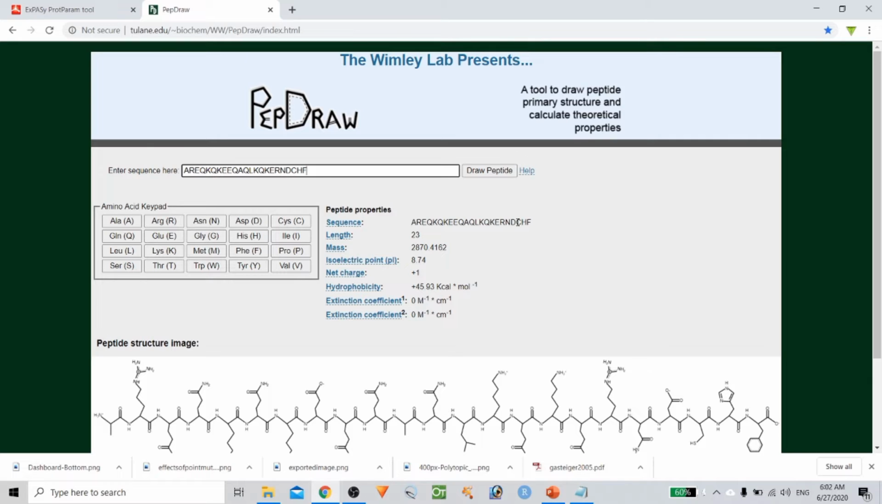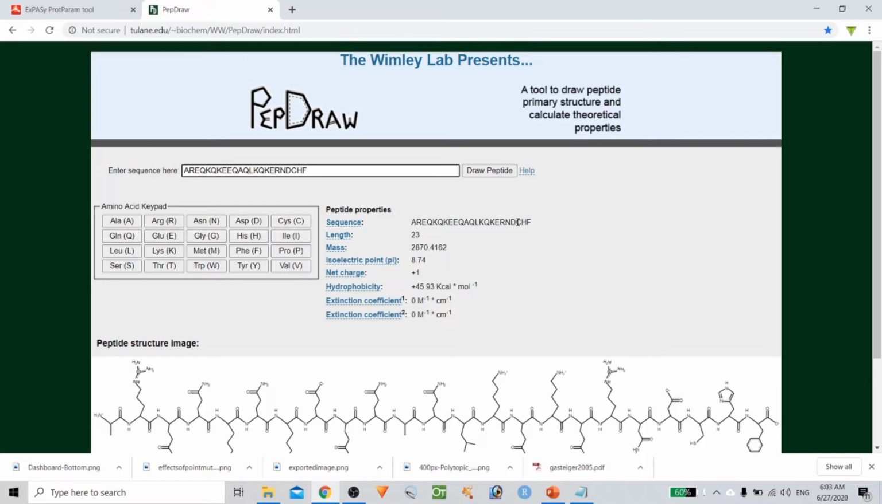If you want to draw a small peptide, it is highly useful and flexible for you to save the two-dimensional images along with some of the basic parameters. But as I told you, if you are checking the physicochemical properties, it is better to use the ExPASy tool only. Okay, this is about the first tool.